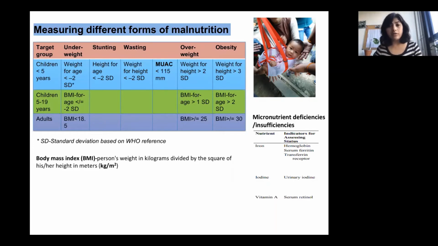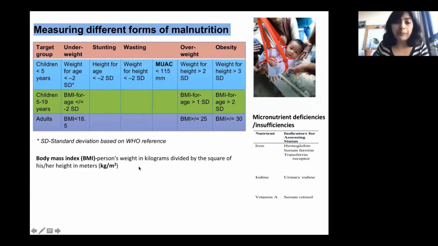So this is the form of growth failure that we measure, but micronutrient deficiencies are measured in a different way. Normally these are biochemical measures, taking one's blood or urine samples to measure these different micronutrient deficiencies. Please interrupt me if you have any questions.